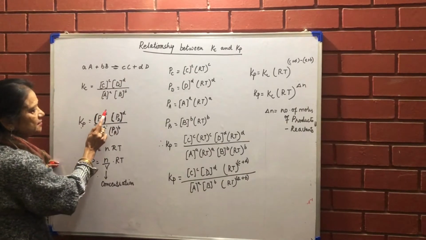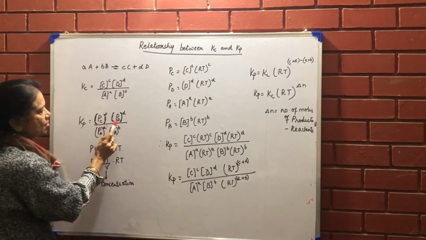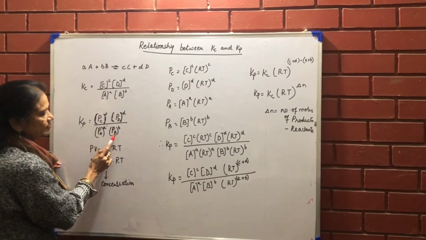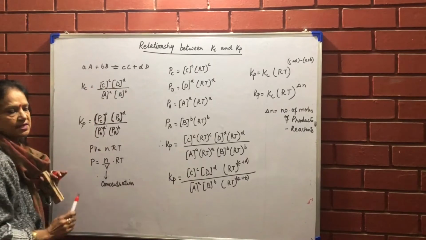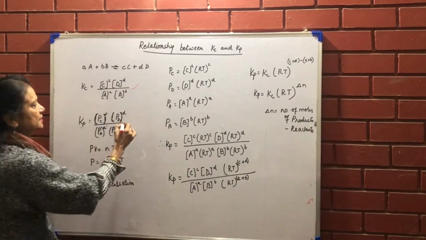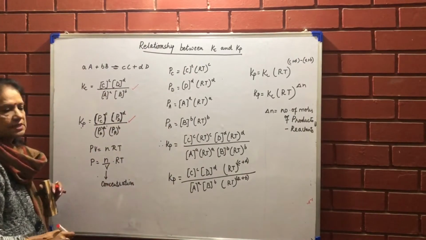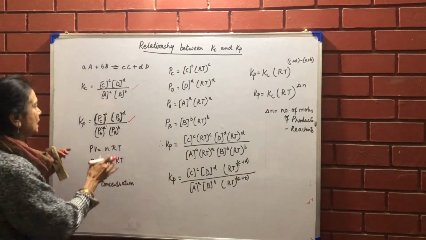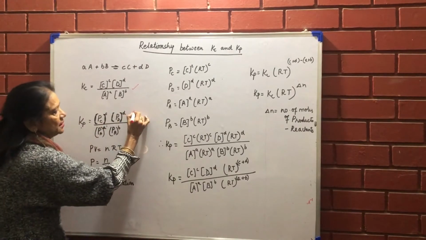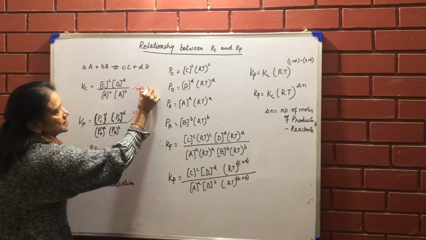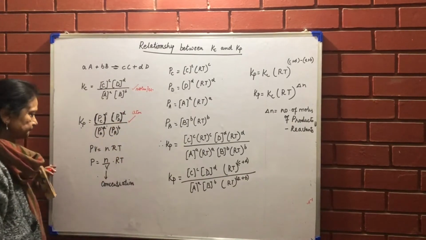Pressure of C to the power c, pressure of D to the power d, pressure of A to the power a, pressure of B to the power b. Exactly in the same way. So this was in concentration terms, this is in pressure terms. Concentration terms will be in moles per liter and pressure terms will be in atmospheres.